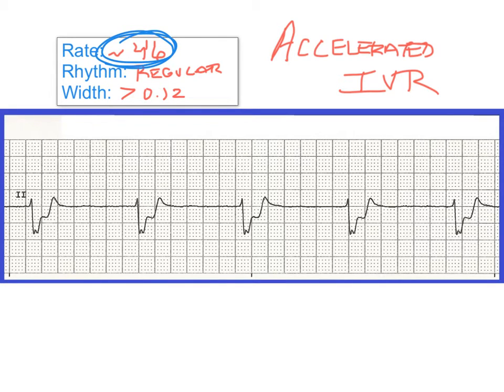So remember, accelerated IVR: wide complex, over 40. You can never go wrong. It's pretty easy to look at. If you're looking at this, you'll see some other things like right through here. We'll talk about it with 12 leads. It's a little different. But from your basic recognition at this point in time, it's accelerated IVR.